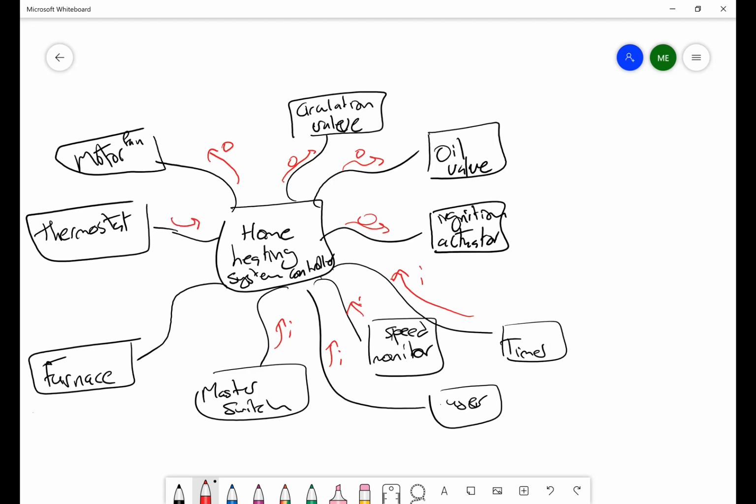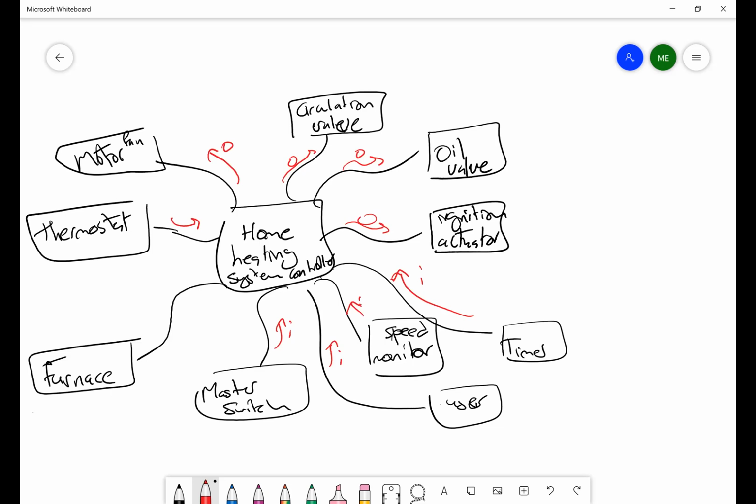Furnace. Output was the input, and if it is, what input am I getting? And what output am I getting? This is why I've left it to the end. Through the furnace, I give an output command to the oil valve, but we already have the oil valve. There was an output command to the ignition actuator, I already have it. We have something from the timer, I got it already. The speed monitor, I got it already. Fan motor, I got it already.